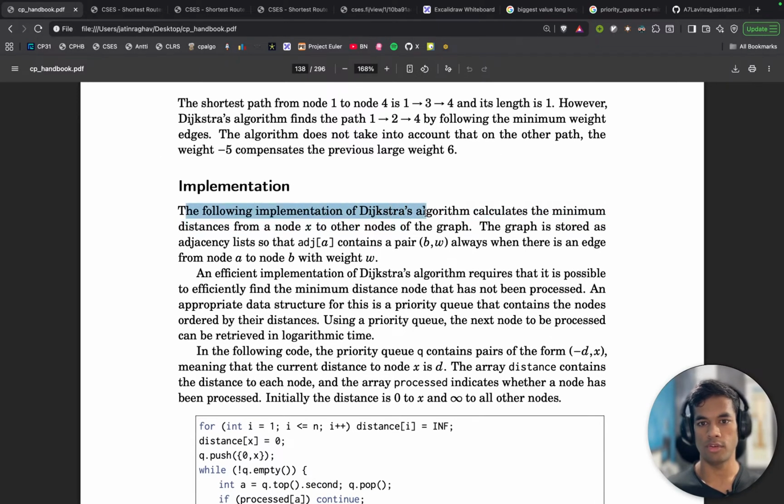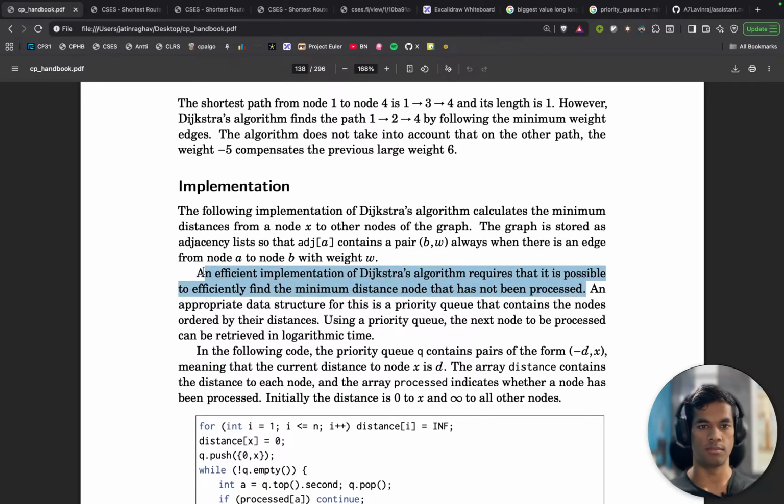The following implementation of the Dijkstra algorithm calculates the minimum distances from node X to other nodes of the graph. The graph is stored as an adjacency list, so at least you got that much correct. So that ADJ I contains a pair B, W. That is also exactly what we did. Always when there is an edge from node A to B with weight W. An efficient implementation of Dijkstra's algorithm requires that it is possible to efficiently find the minimum distance node that has not been processed. Yes. This is the thing that we were struggling with.